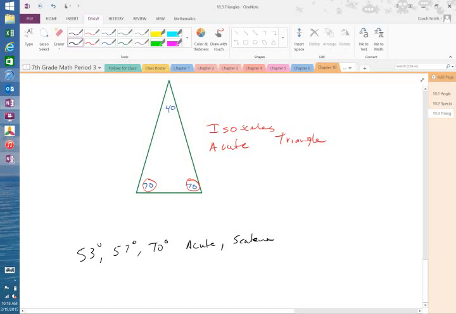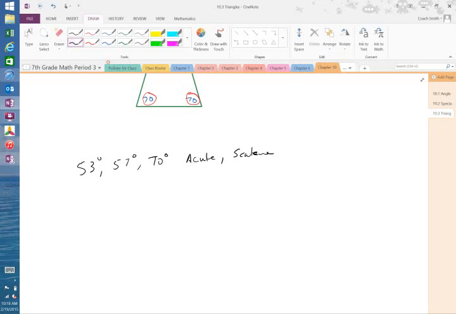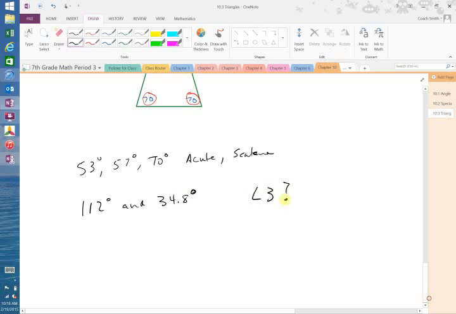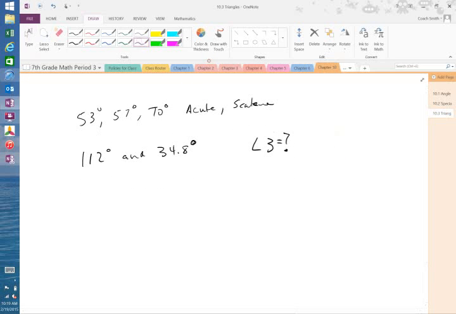All right, now, let's say I have a triangle that has this, 112 degrees and 34.8 degrees. Okay? Angle 3 is missing. So what is angle 3? If you have those two angles, 33.2. That is correct.